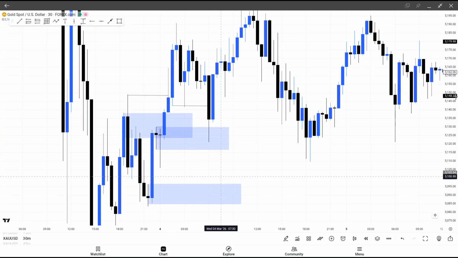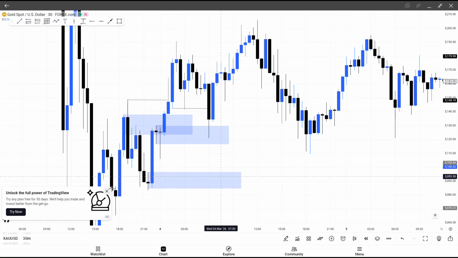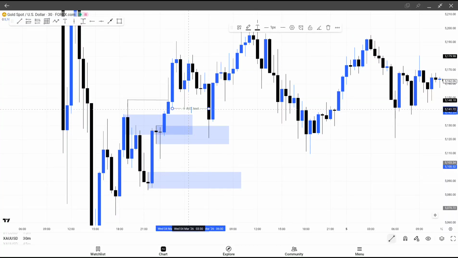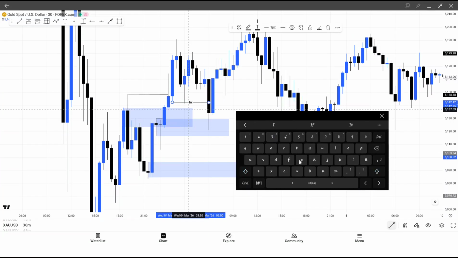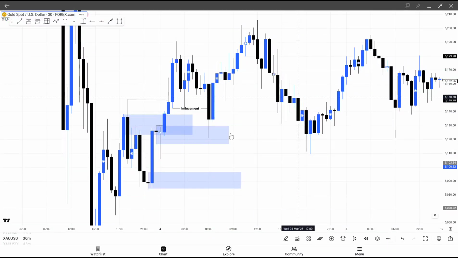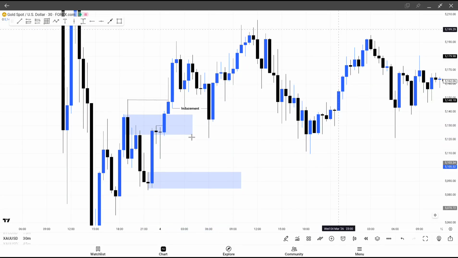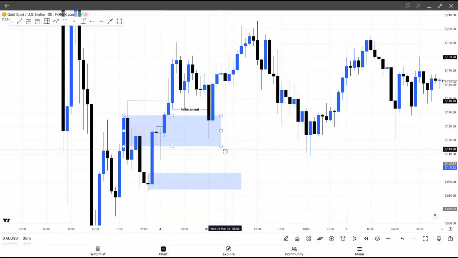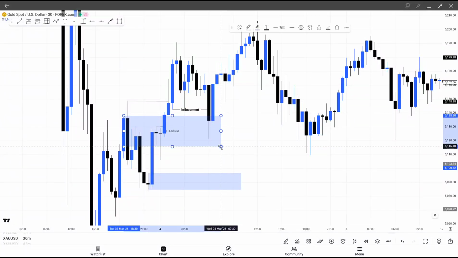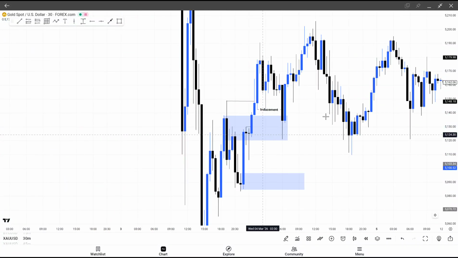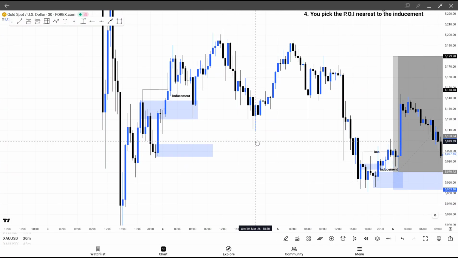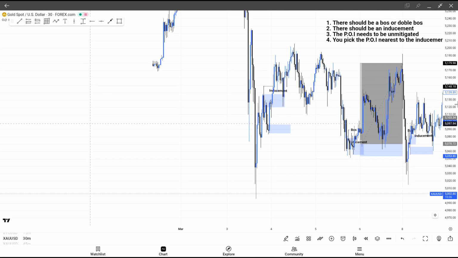Between all those POIs, which one are we taking? This is the inducement, so we are taking the point of interest that is closest to the inducement. So what is the point of interest closest to the inducement? It is this guy, this breaker block. So this is where we take our bias limit. So guys, let's go to the next one.